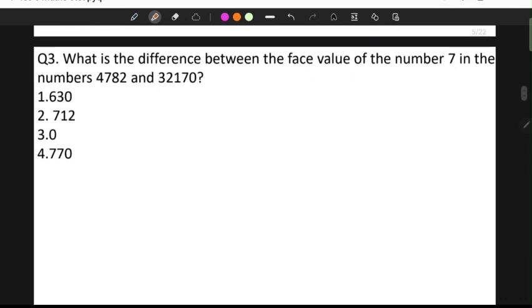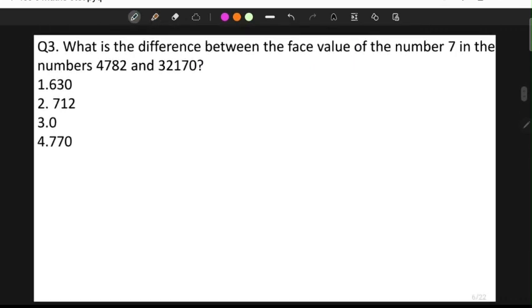Moving on to the next question now. What is the difference between the face value of number 7 in the numbers 4782 and 32170? We have to find the face value.